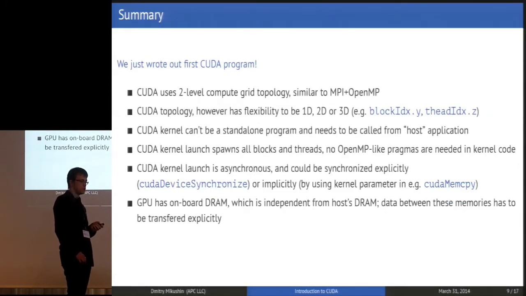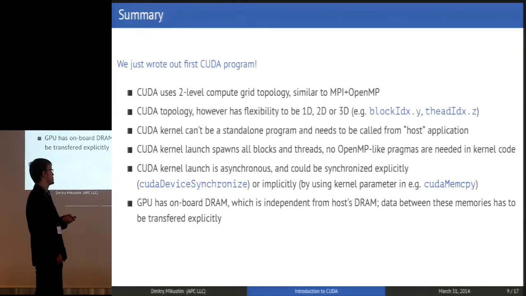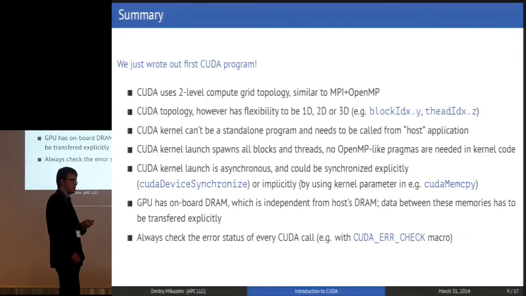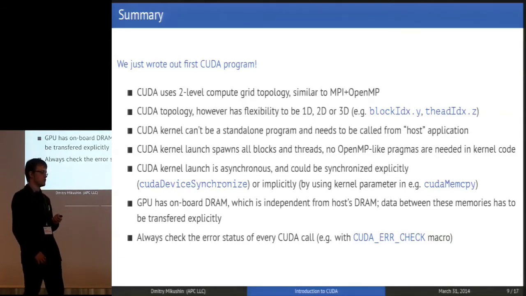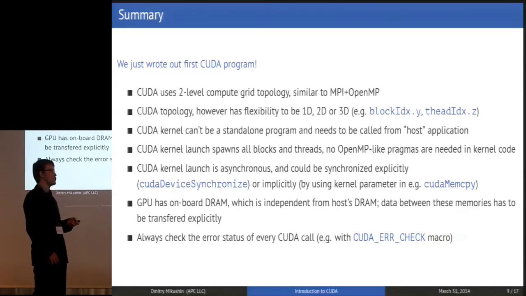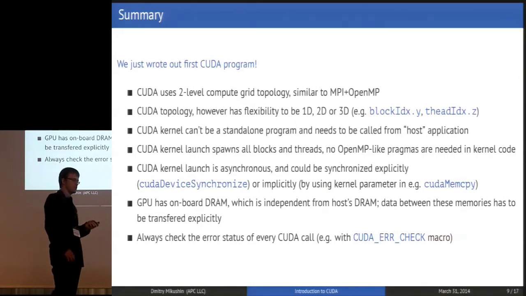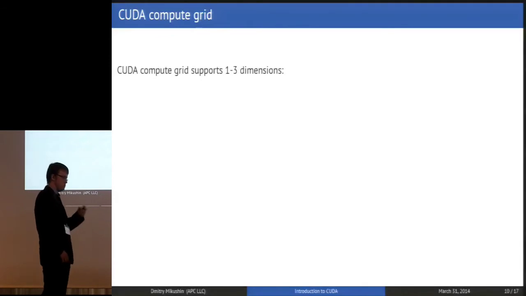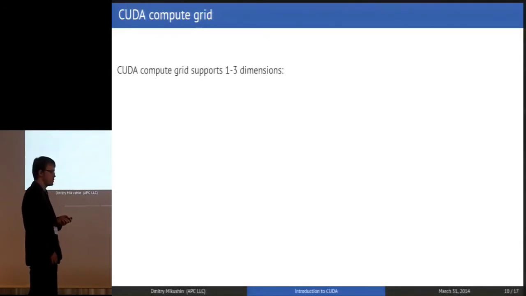The GPU has on-board DRAM, which is independent from the host, and data between the memories has to be transferred somehow, explicitly or implicitly. It is always a good idea to check the error status of every CUDA call. Surprisingly, we have a lot of students that ignore this recommendation and have a lot of trouble when they are just starting their learning process. Okay, so that was a mini conclusion, and let's get a little bit forward.